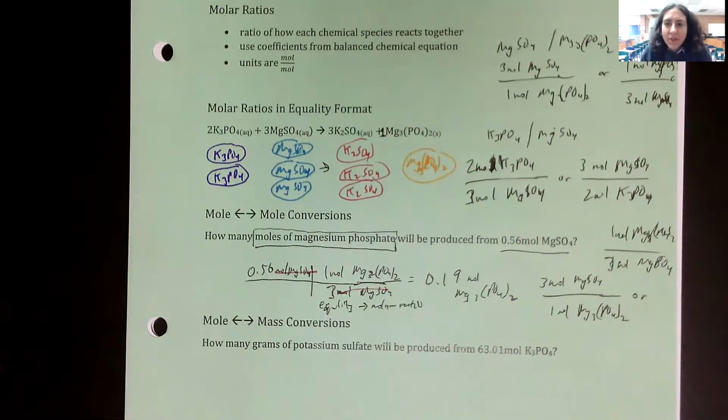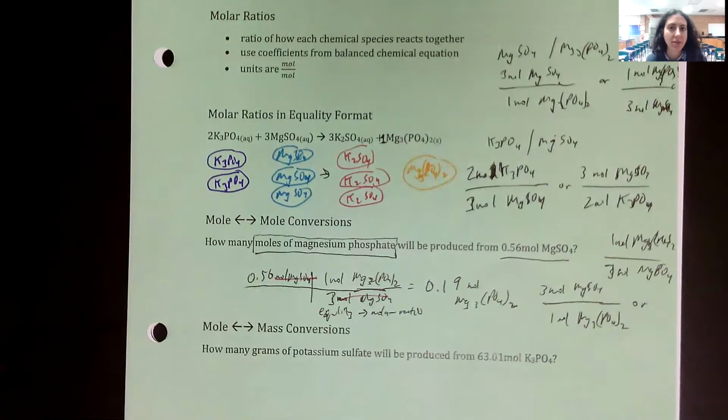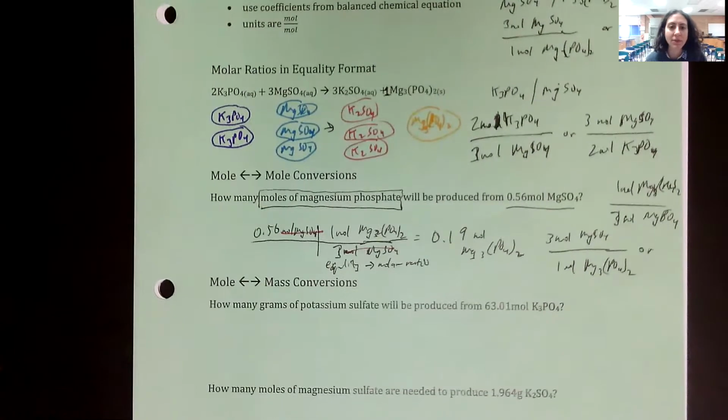All right, folks, let's move on to our next set of notes. So far, we've gone over molar ratios, how we get them from balanced chemical equations and write them in the correct format. And we did mole to mole conversions. So now we need to move on to mole to mass conversions, so back and forth between the two. So this is kind of taking it to the next step.